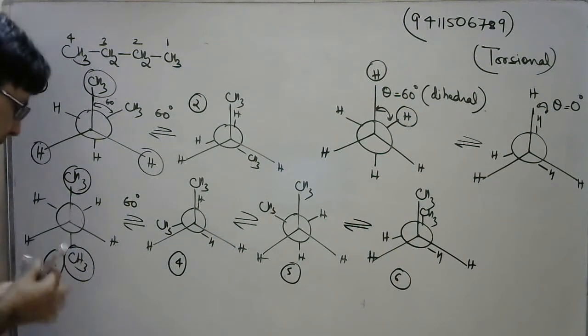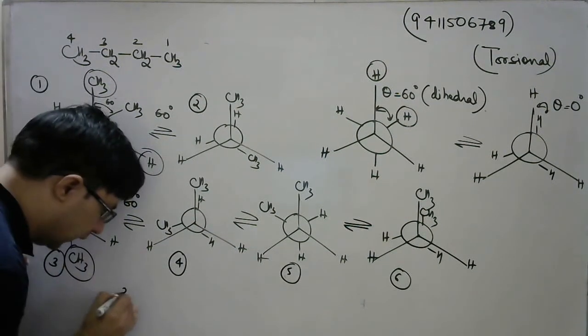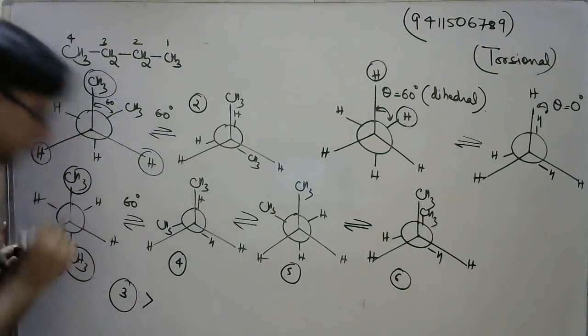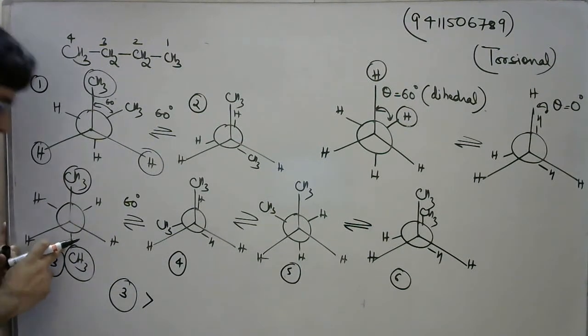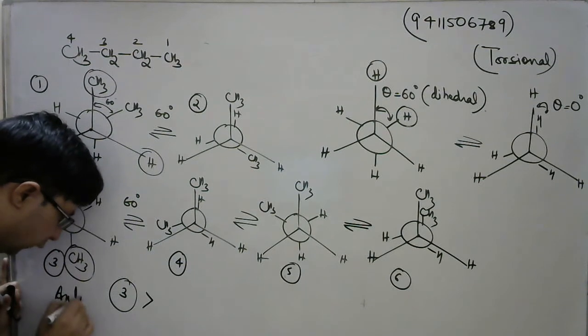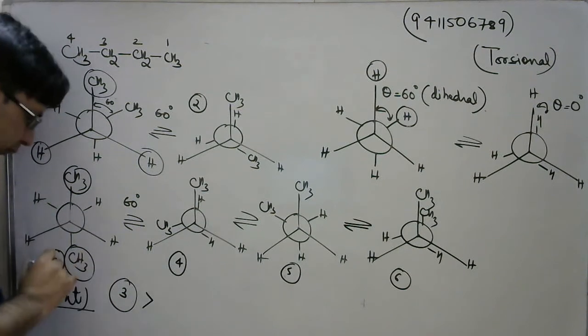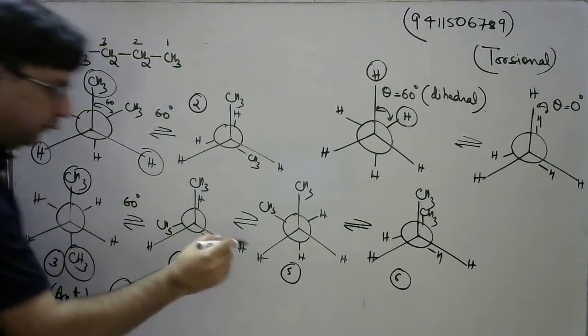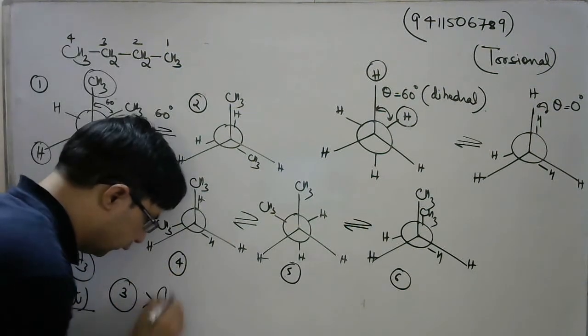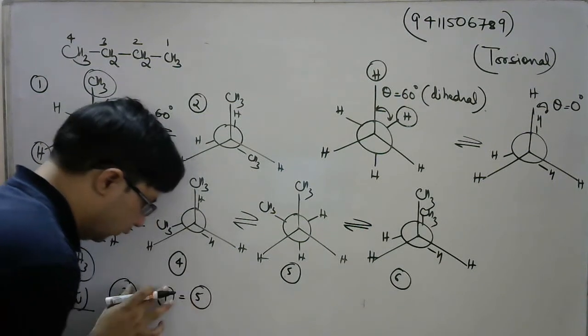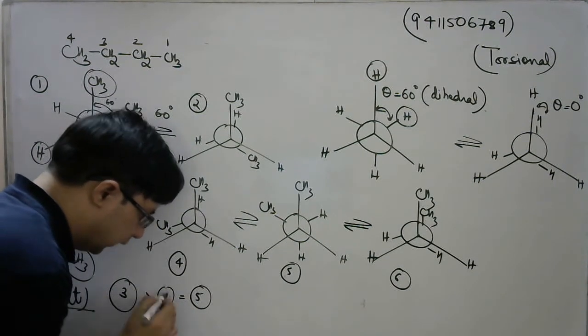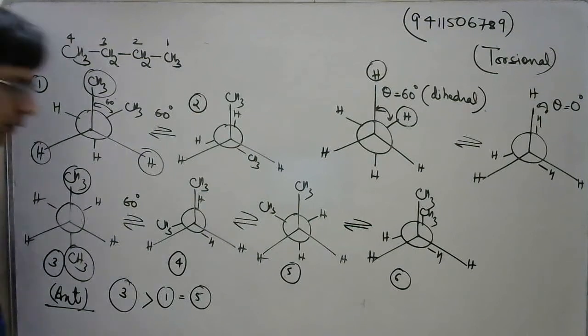Is that thing clear? So I can say one thing. As far as the stability part is concerned, the third form is most stable, which is also called the anti-form. We call it the anti-form. This third form is most stable, followed by first and fifth. First and fifth, what is their stability? They are equivalent, they are equally stable.